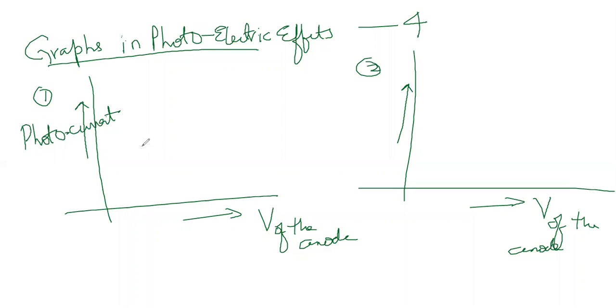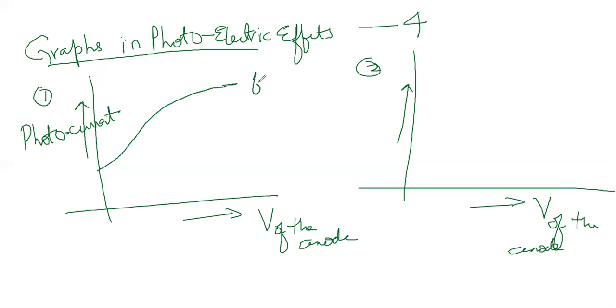So what happens in the first graph is that when you're increasing the applied potential difference between the anode and cathode, the photo current increases. But how much will it increase? It will increase like this. But after some time, the photocurrent will stabilize. It will remain constant. So it will be like this. This is the situation.